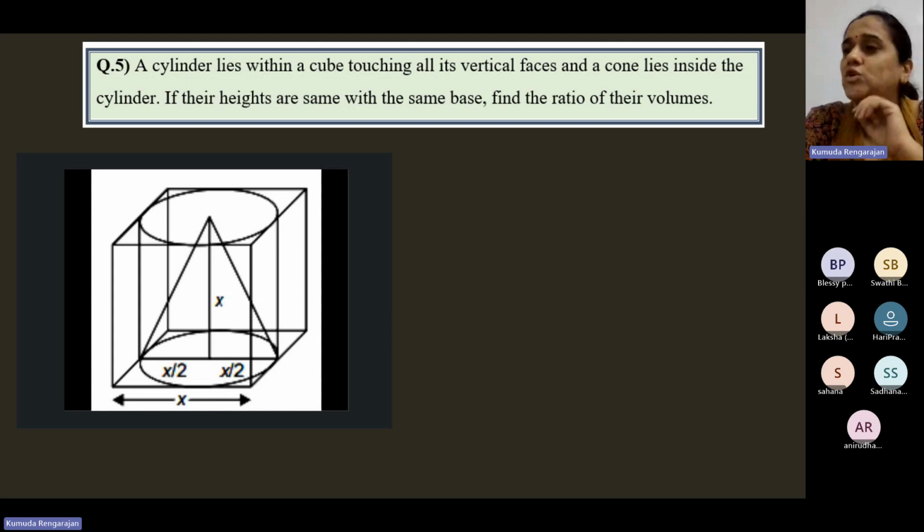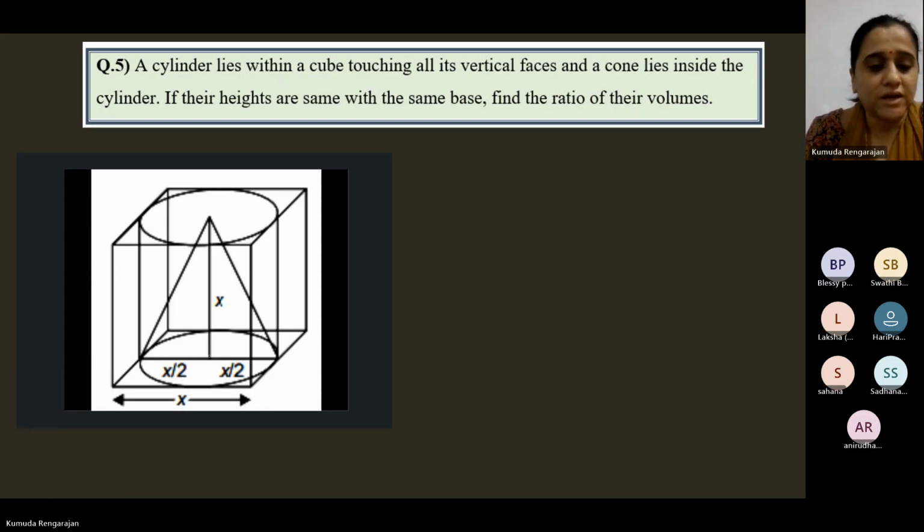Now, what will be the edge of the cube in terms of R? Yes, 2R, correct. If the radius of the cone is R, the radius of the cylinder also will be R. This one is also R, and this is also R. So this full thing is 2R, which means the edge of the cube is 2R.